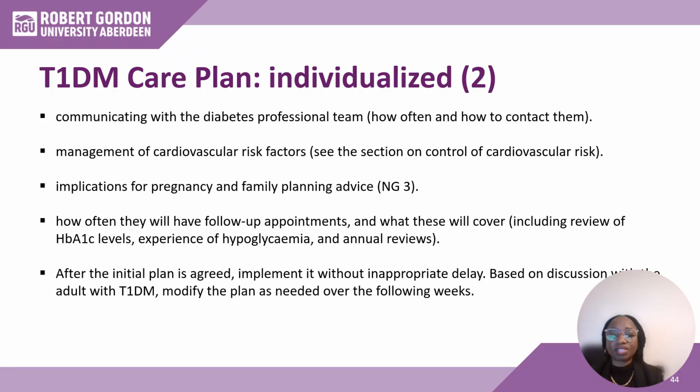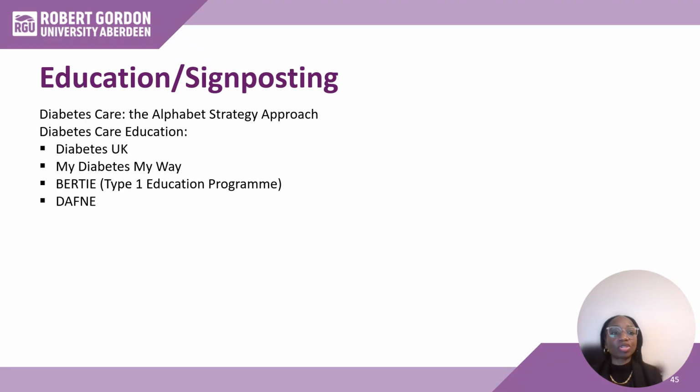After the initial plan is agreed, it should be implemented without appropriate delay. Based on the discussion with adults with type 1 diabetes, the plan may have to be modified over the following weeks. So again, it's not written in stone, just like most therapies are not. This has to be individualized to the patient. Very important for us as pharmacy professionals is to signpost and educate the patient.